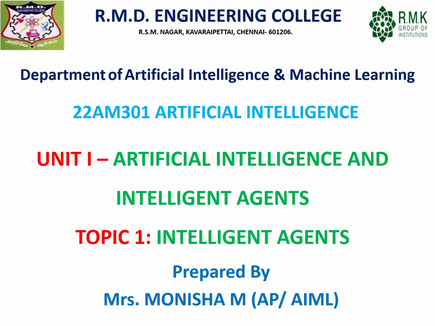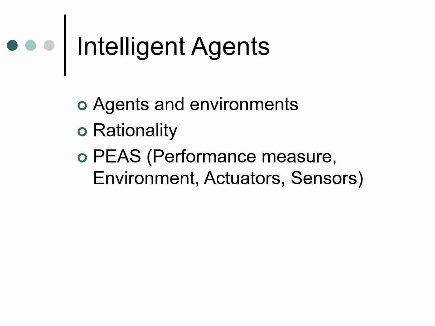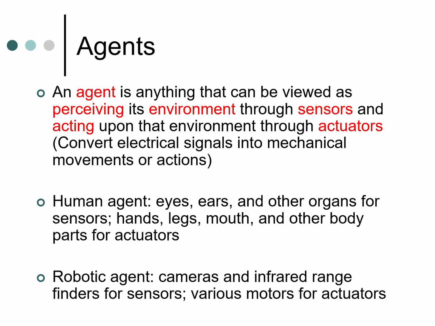I am Monisha. Today's topic is about intelligent agents. In intelligent agents, we are going to discuss agents and environment, rationality, and the PEAS concept. In the PEAS concept, we will discuss performance measure, environment, actuators, and sensors.